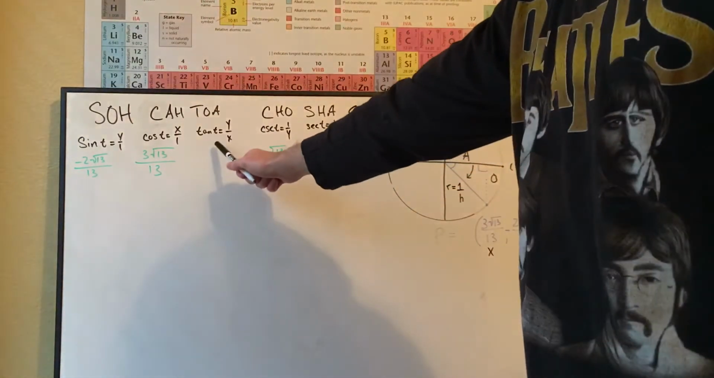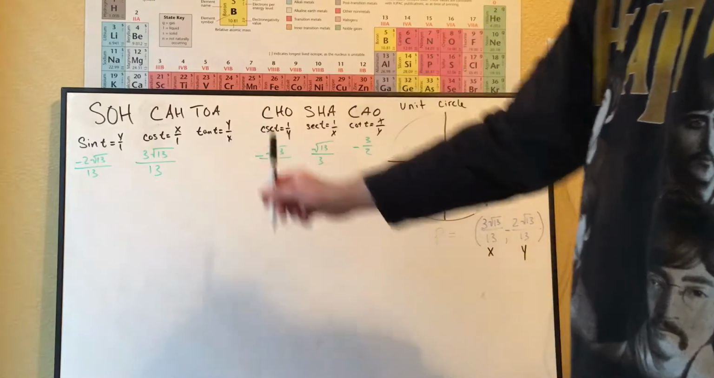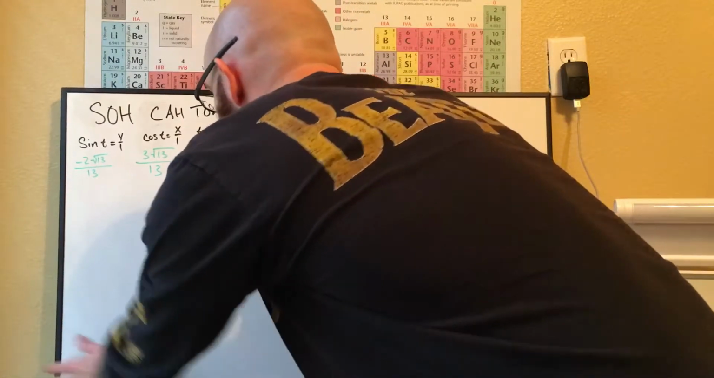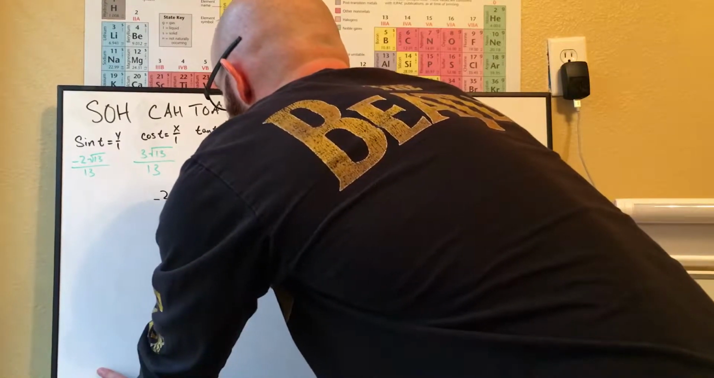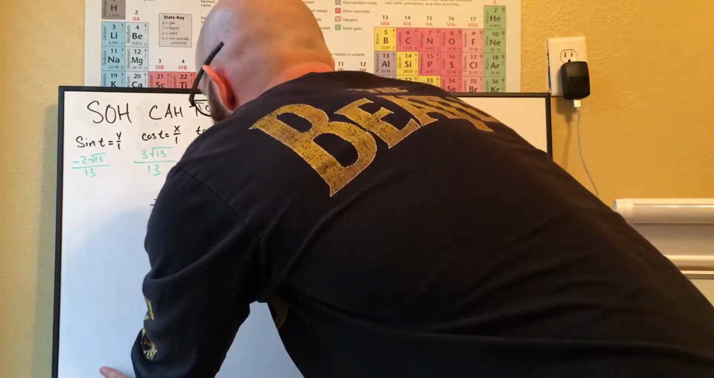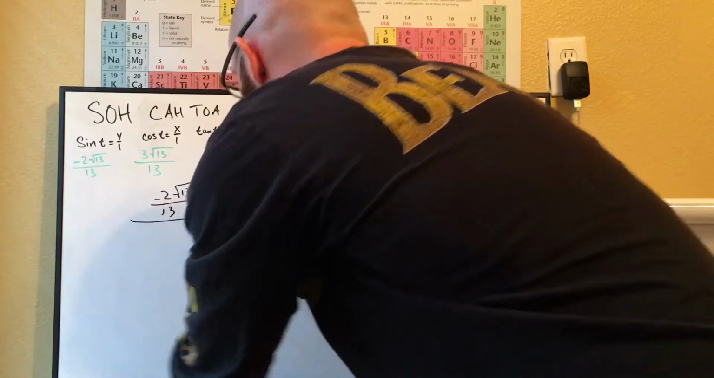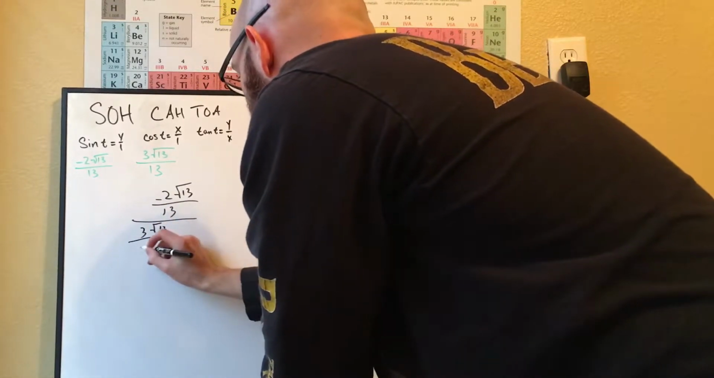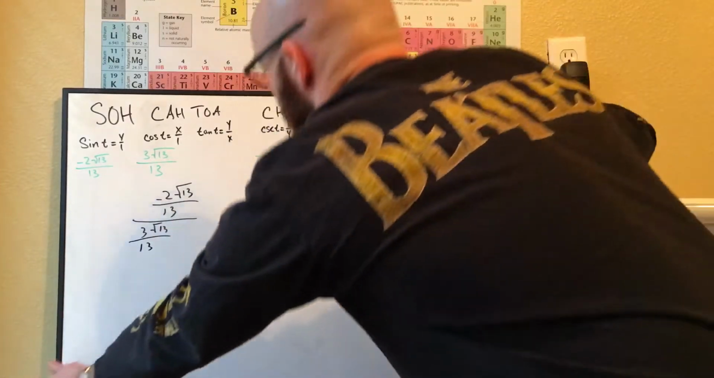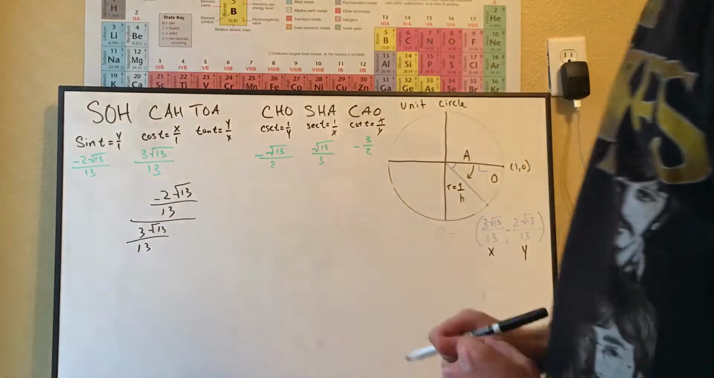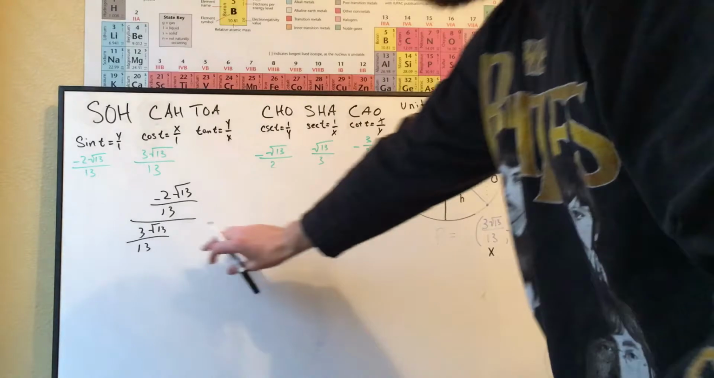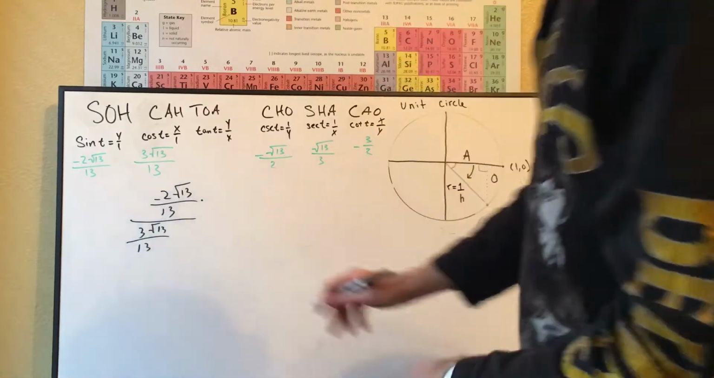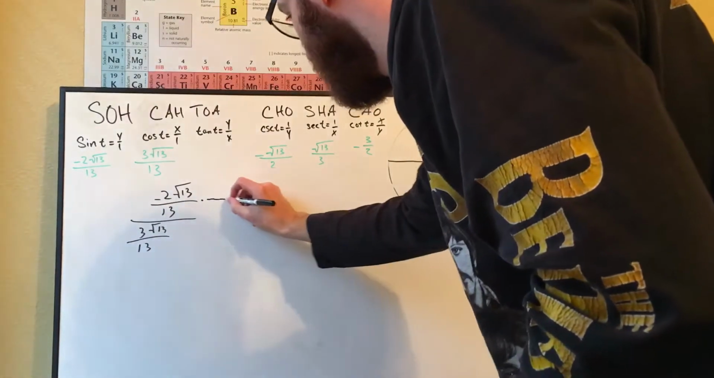So tangent of t is equal to y over x. In this case, that is negative 2 times the square root of 13 over 13 divided by 3 times the square root of 13 over 13. Now this operation looks a little scary, but really quickly, if we just take the reciprocal of the denominator and multiply the numerator by that, we get the same answer and it's not nearly as messy.